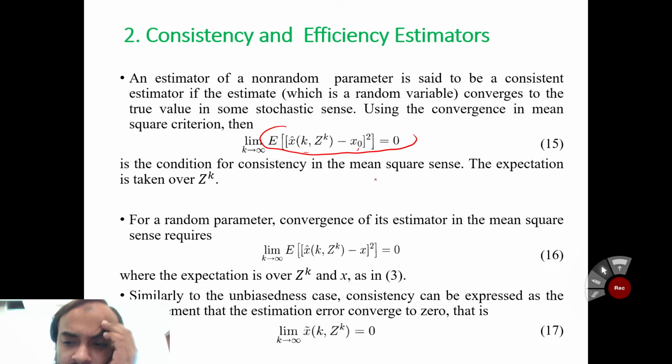This is the condition for consistency in the mean square sense, where the expectation is taken over the zk. For a non-random parameter, the expectation is taken with respect to zk, because we do not know p of x, the prior information. But in the case of a random parameter, we know p of x, the prior information. So in this case, the expectation is taken over zk and x. Here for the random parameter, we know p of x. This is for the maximum likelihood estimator and non-random parameter, and this is for the random parameter.